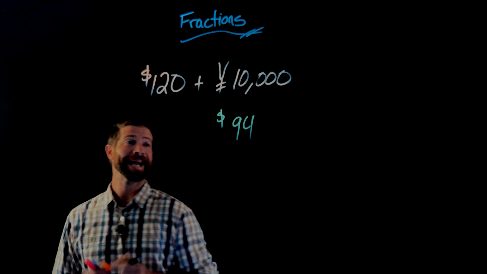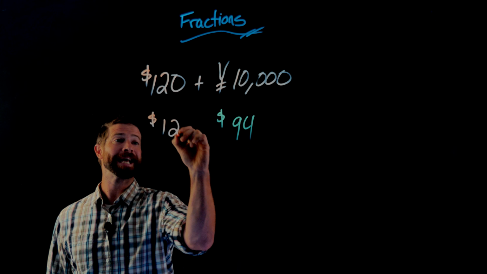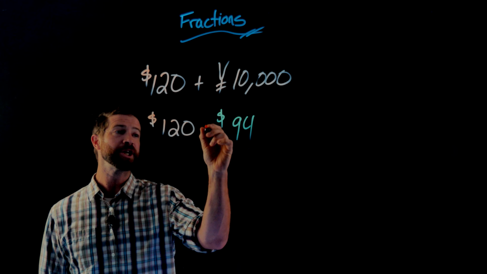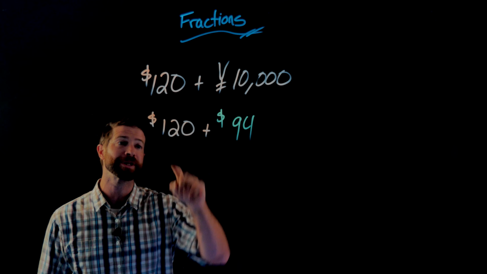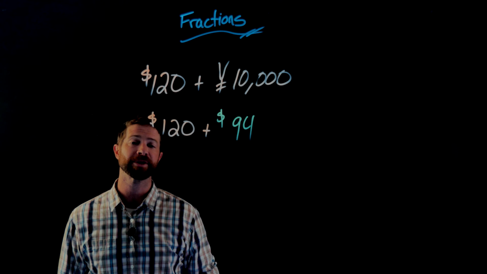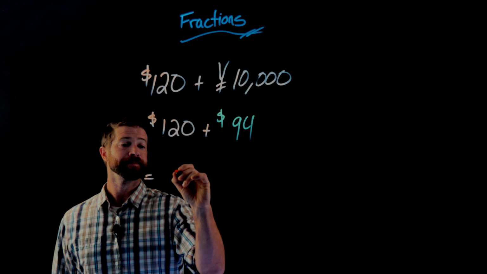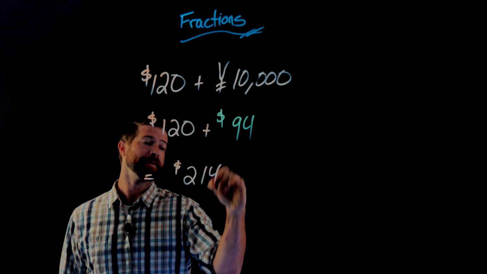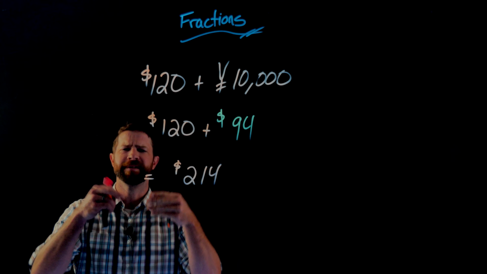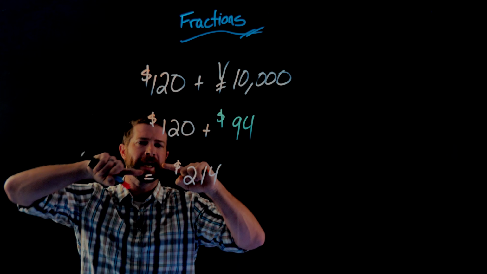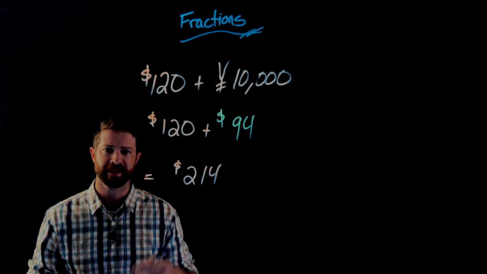If I take that, now that they have the same denominator, or denomination, specifically US dollars, I can add their numerators together. 120 plus 94 is 214. I don't have double US dollars. I don't add those types together, just like I don't add the fourths together.